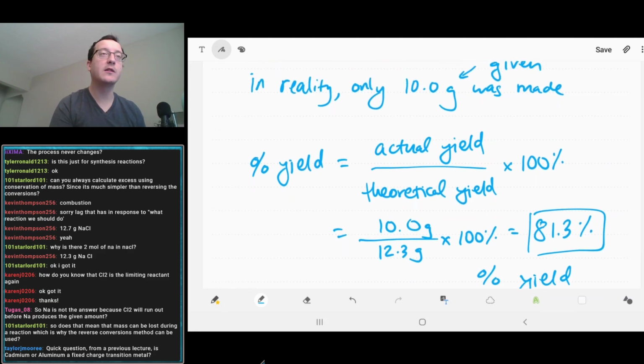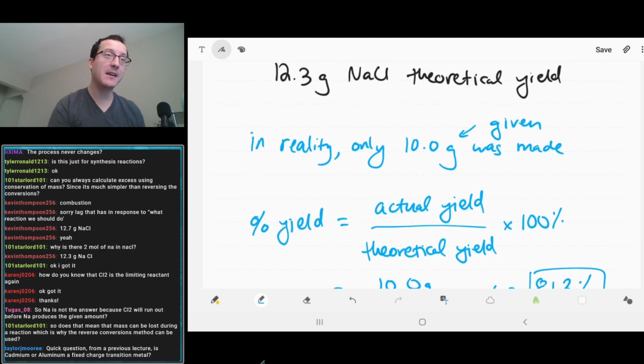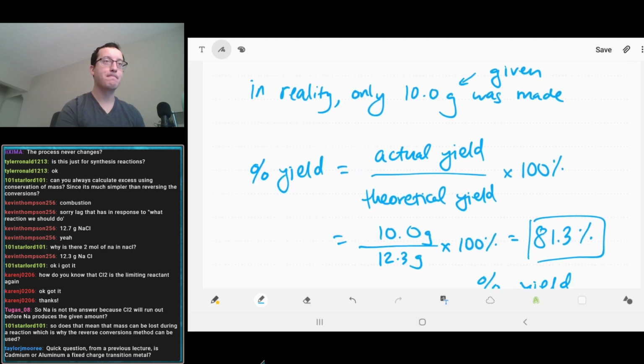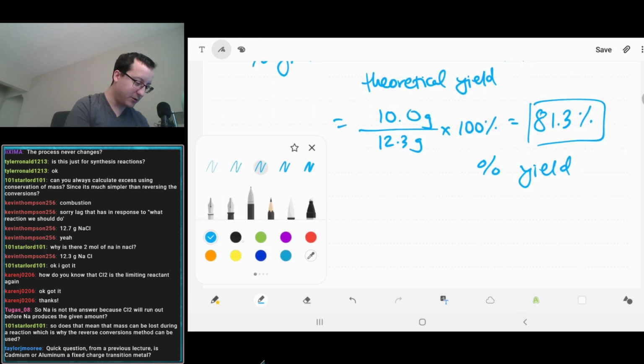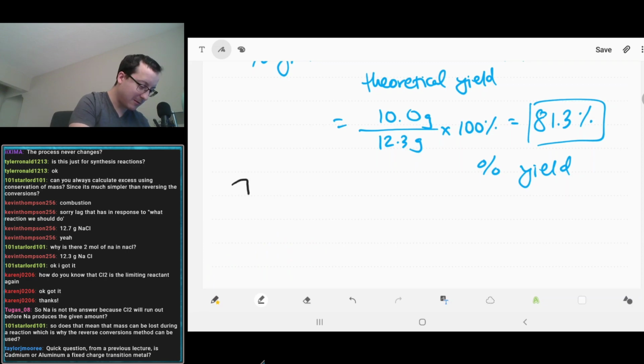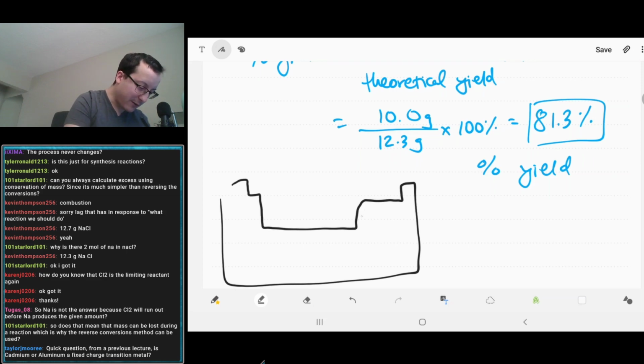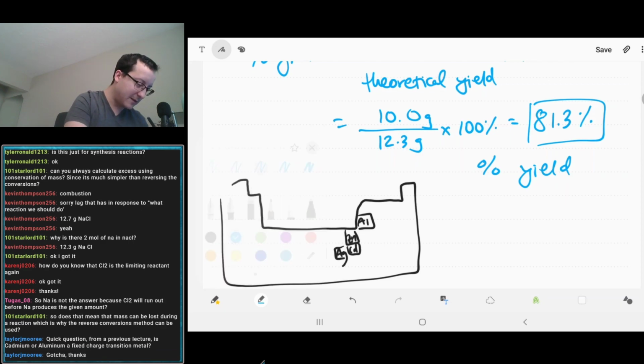Okay, so Taylor, cadmium is a fixed charge transition metal. Aluminum has a fixed charge, but it is not a transition metal. If I'll just take a moment to do that, boom, periodic table. Right. Okay, we have aluminum right here. We have zinc, cadmium, silver, right? I told you guys to remember 3, 2, 1. Transition metals are only this stuff.